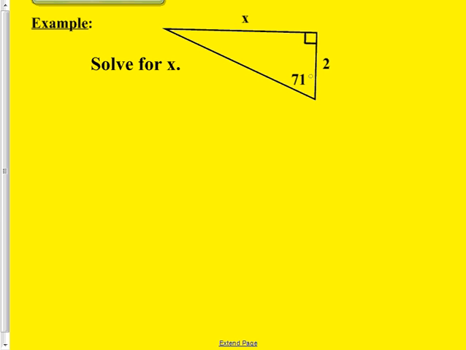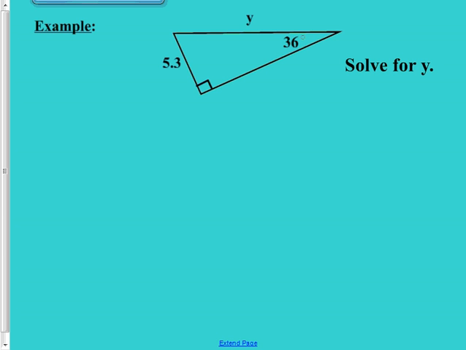Okay, so there's that one. Select the appropriate ratio and work it out. And then I have a second triangle for you as well. Copy this one down. Look at the side lengths that you're provided on this one. Figure out which ratio would be appropriate. Set it up and see if you can solve for y.